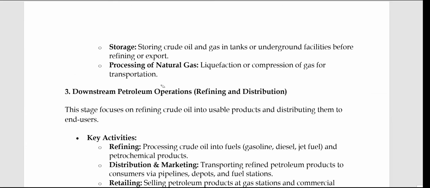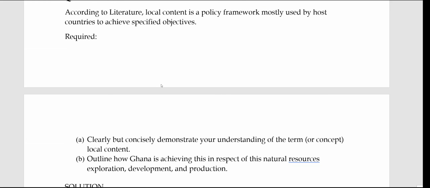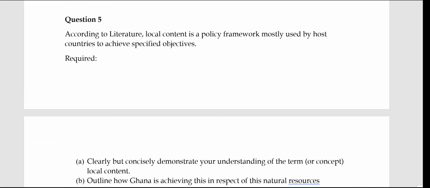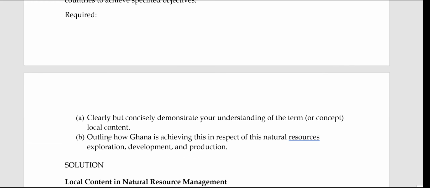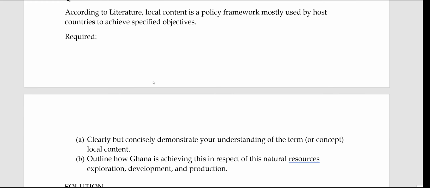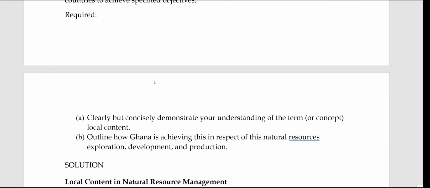Okay, this one, I think this was the one that we're looking at. According to literature, local content is a policy framework mostly used by host countries to achieve specified objectives. A, clearly but concisely demonstrate your understanding of the term or concept local content. B, outline how Ghana is achieving this in respect of natural resources exploration, development, and production. So you see, this question is purely on local content. Can you see?